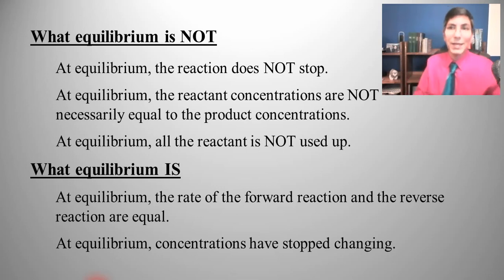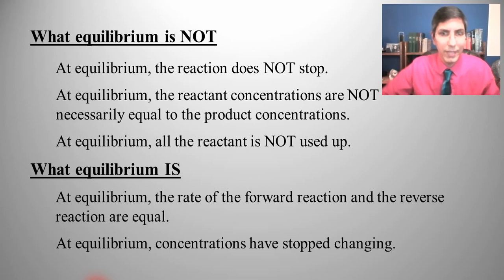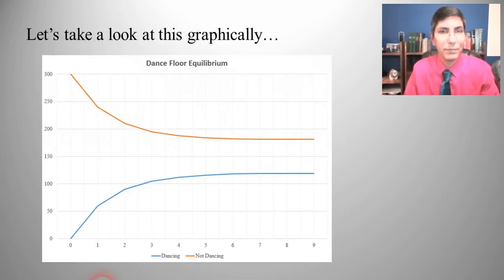And at equilibrium, your net change in concentration is zero. So the net change is zero, just like it was for that dance floor problem. Now let's take a look at this graphically. I've taken the liberty of taking the data from the dance floor problem and actually graphing it so we can see what that looks like.